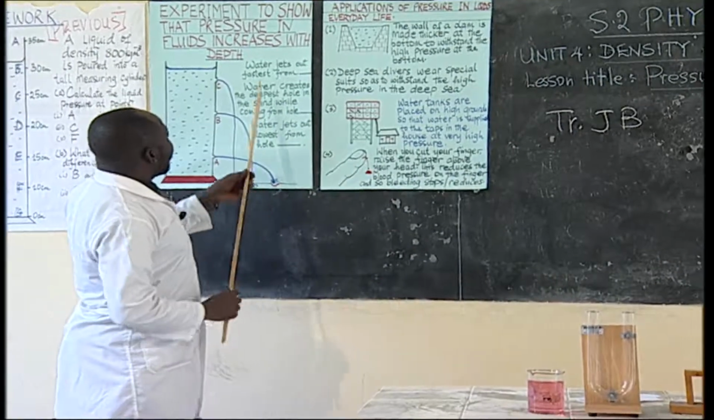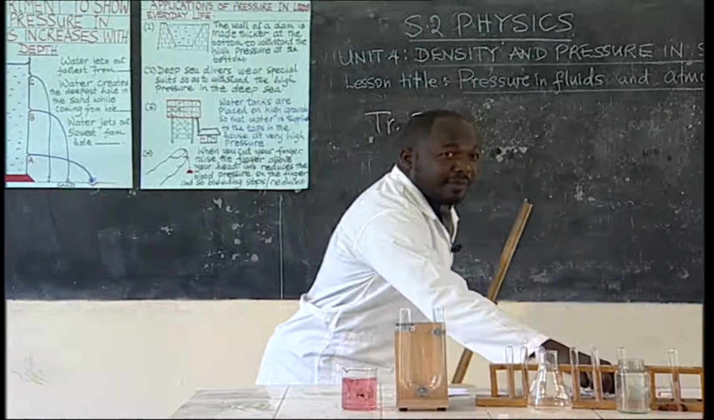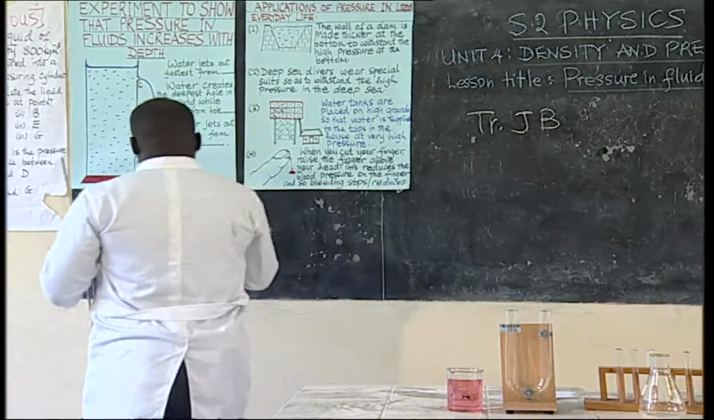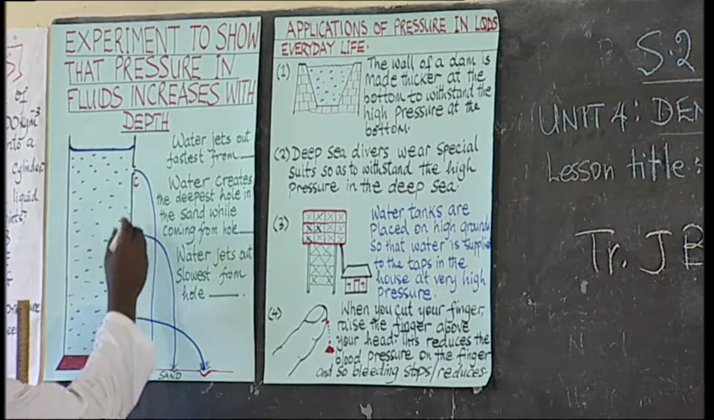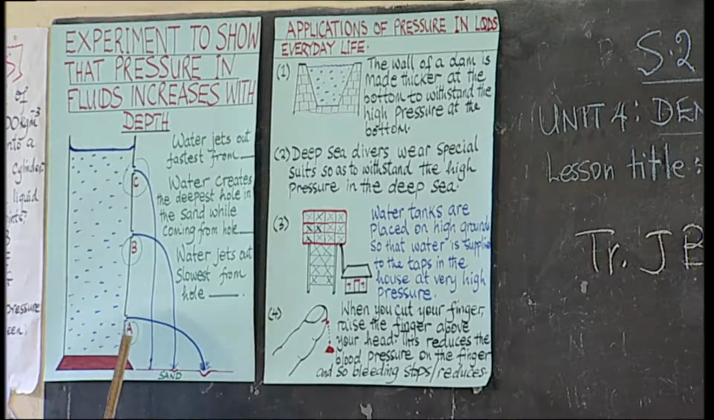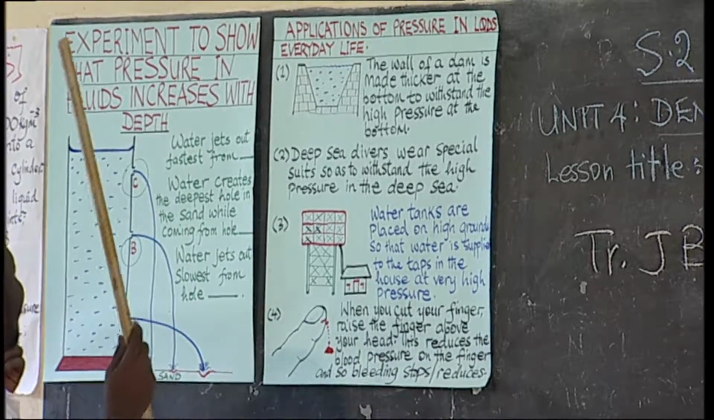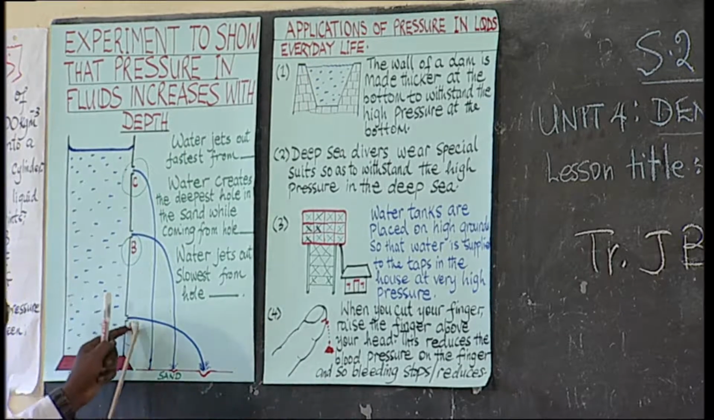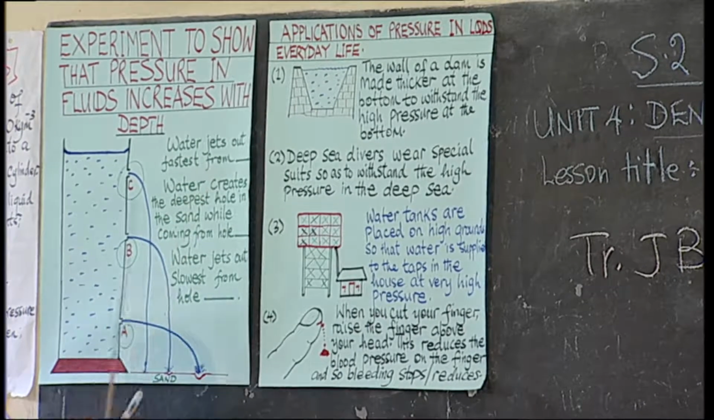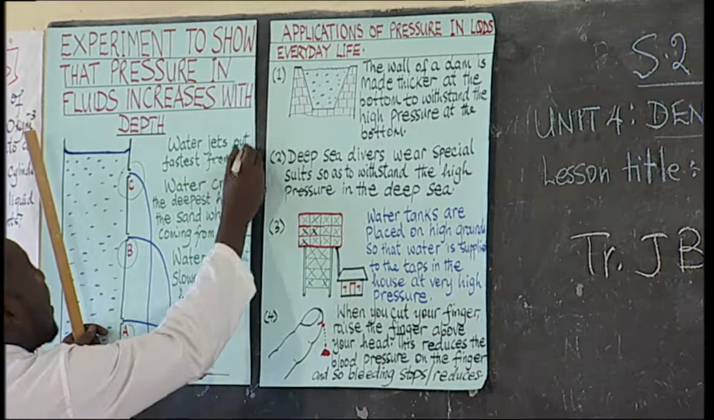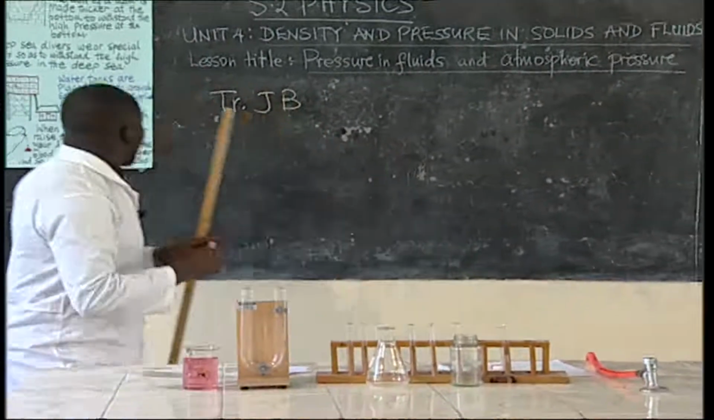One, they are saying, water jets out fastest from which hole? Remember, here we have three holes. We have the lowest hole, which is A, and then this in the middle, which is B, and the uppermost, which is C. So water jets out of hole A at the fastest speed, as you can see, what we saw in that experiment. So it means here we are going to write A. Water jets out at the fastest speed from hole A.